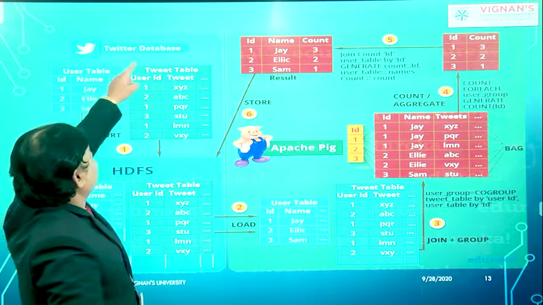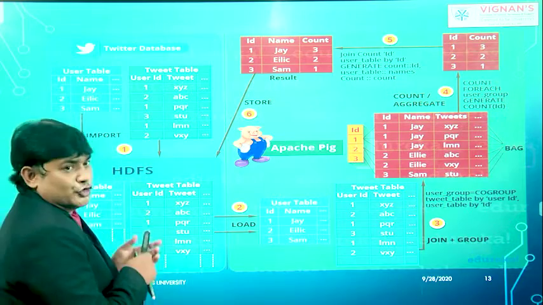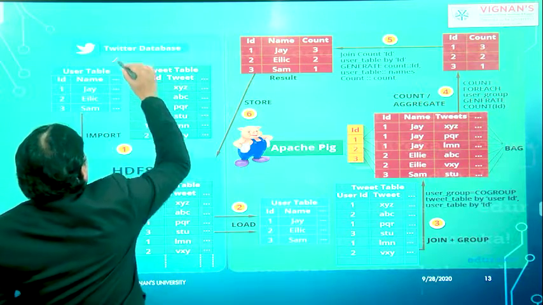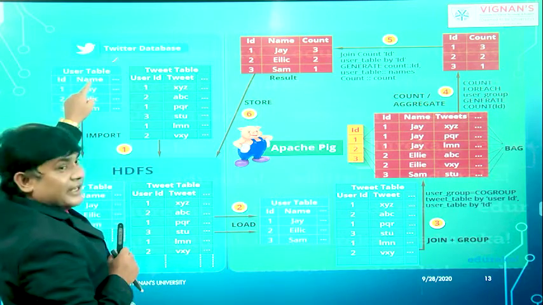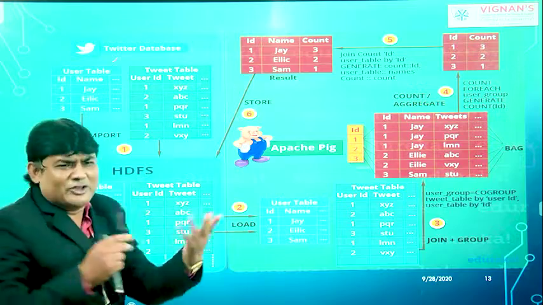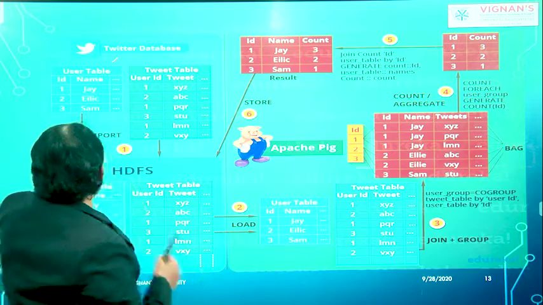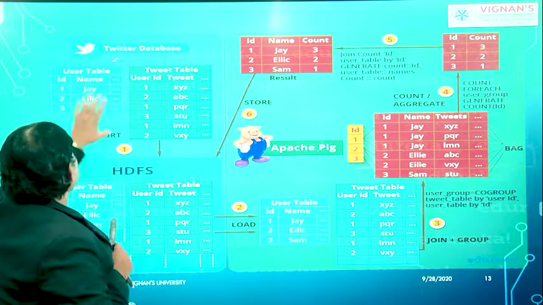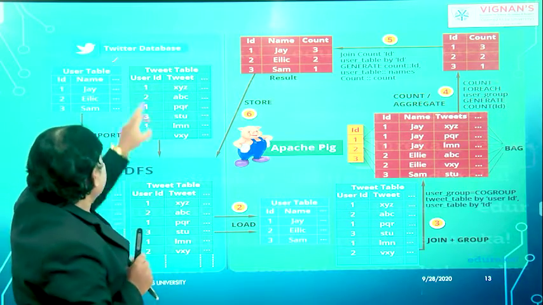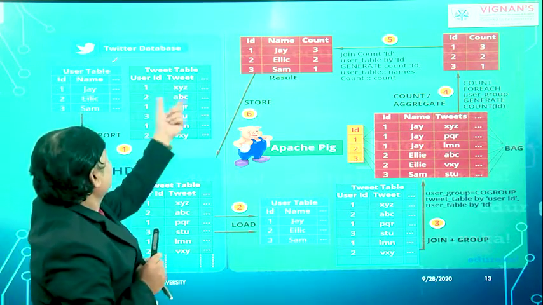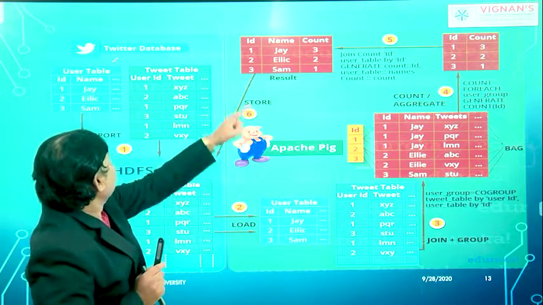See here, this is your Twitter database. In this database, we have two tables. One is called the user table. The user table has two fields. One is the ID numbers given 1, 2, 3. We have the names Jay, Alex, Sam. You can keep any name, it's your interest. This is the user table. The other table contains two fields: one is user ID, one is tweet. Tweet means the tweet in the form of text. You are making some tweets right now. The same user 1 has made some tweets called XYZ.